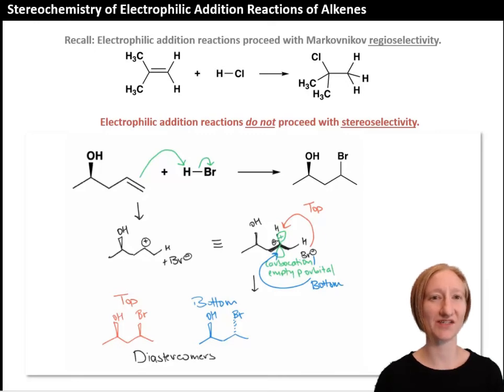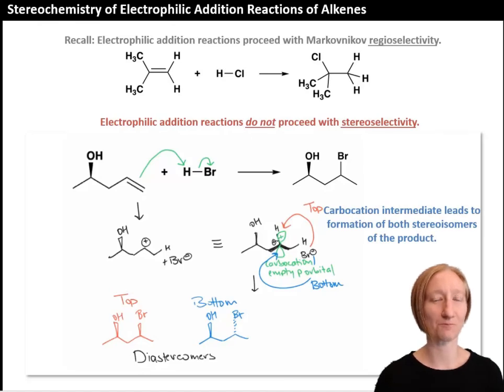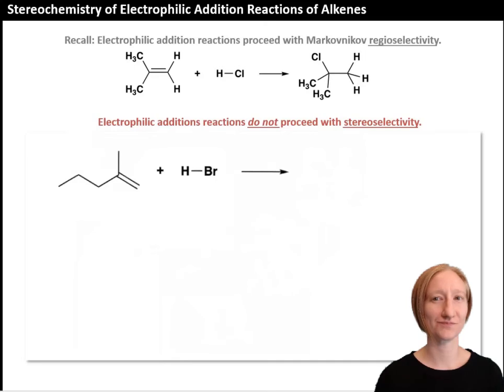Okay, so because there is a carbocation intermediate, the reaction will form both possible stereoisomers of the product. And now let's look at the case where we don't have a chiral carbon in our starting material, but we do have an alkene with two different groups on the carbon. This reaction follows the same mechanistic steps to form the product with the bromine on the more substituted carbon and the hydrogen on the less substituted carbon.